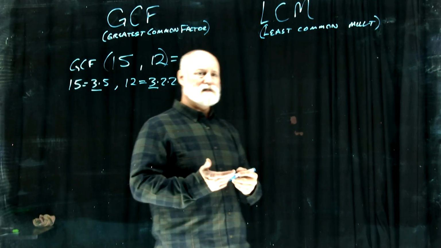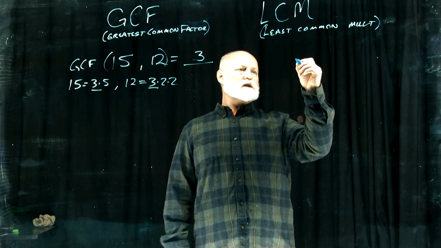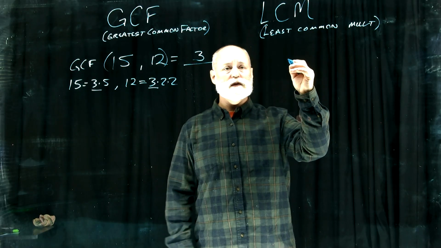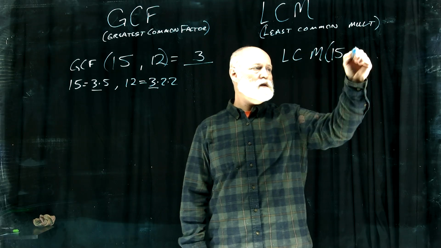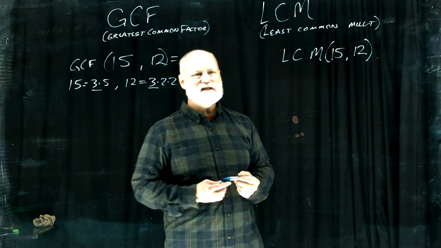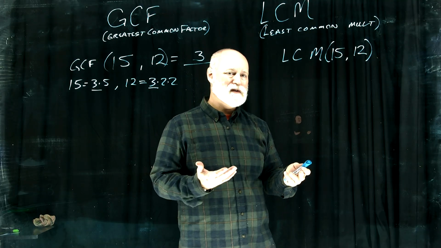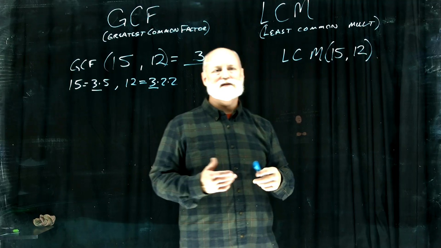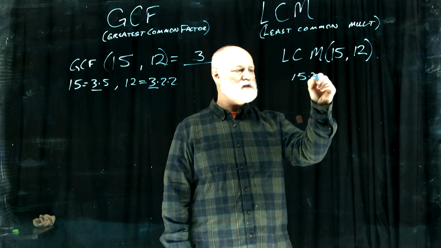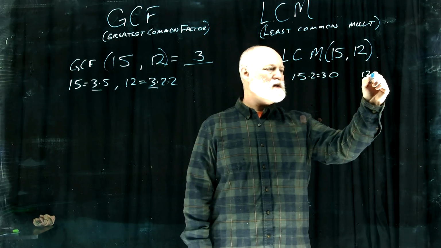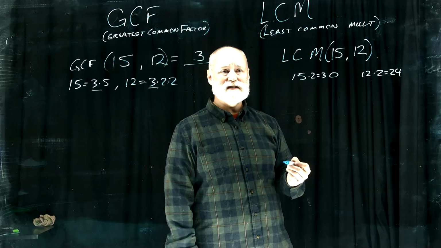When we talk about least common multiple, let's go back and use 15 and 12 again. Least common multiple means: what can I multiply by to get the same number? So for 15, and this one's going to be rather extensive, I'm going to say 15 times 2 gives me 30. I'm going to say 12 times 2 gives me 24. That's close, but it's not the same.